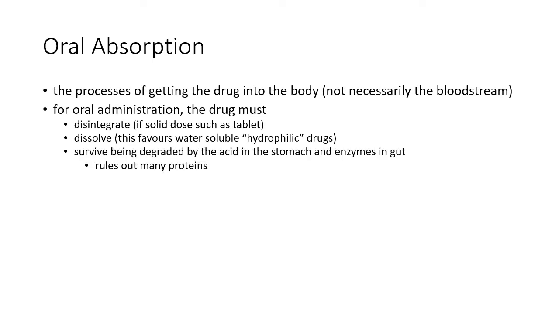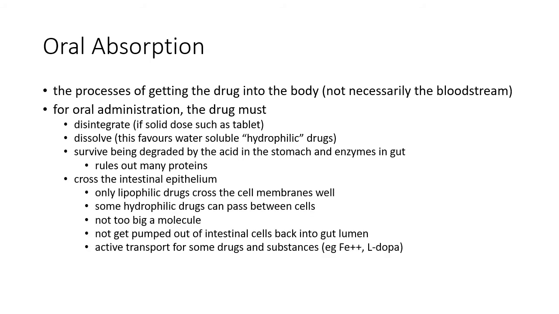And then it has to survive being degraded by the acid in the stomach as well as the enzymes in the gut, and this essentially rules out many proteins. And then it has to cross the intestinal epithelium. In the stomach, there's actually not a lot of surface area for it to be absorbed, and so most drugs are absorbed in the small intestine. Unfortunately, at this point, only lipophilic drugs cross the cell membranes. Well, some hydrophilic drugs can also pass between cells, and the molecule has to be not too big. It has to have roughly the right sort of pH and be of the right size.